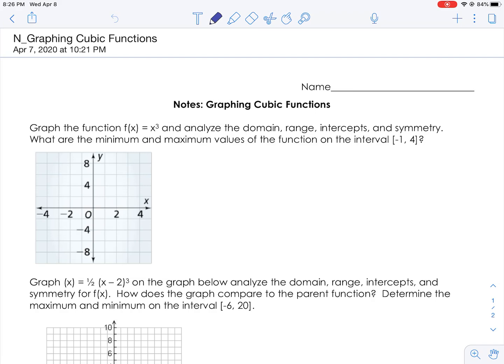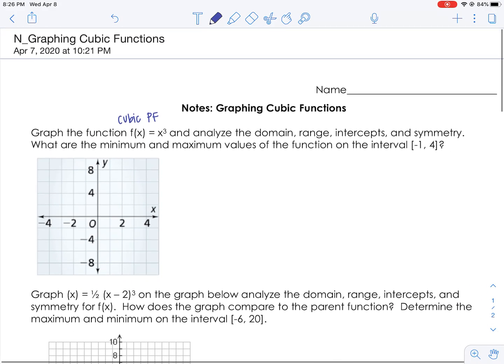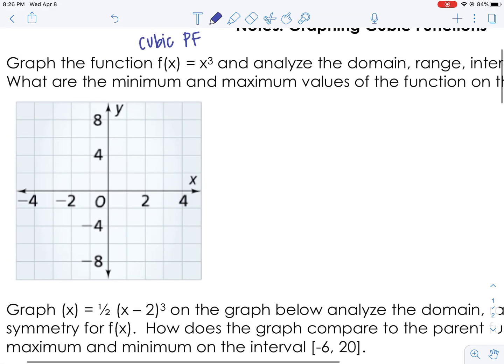So today we're going to look at graphing cubic functions. Graph the function f of x equals x to the power of 3, or x cubed, which is your cubic parent function, and analyze the domain, range, intercepts, and symmetry, and then determine what are the minimum and maximum values of the function, and it gives us an interval. So I'm just going to start by making a table first.